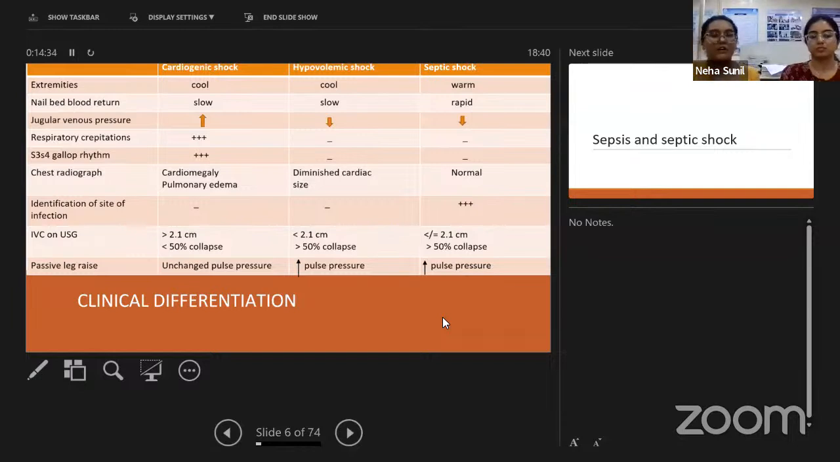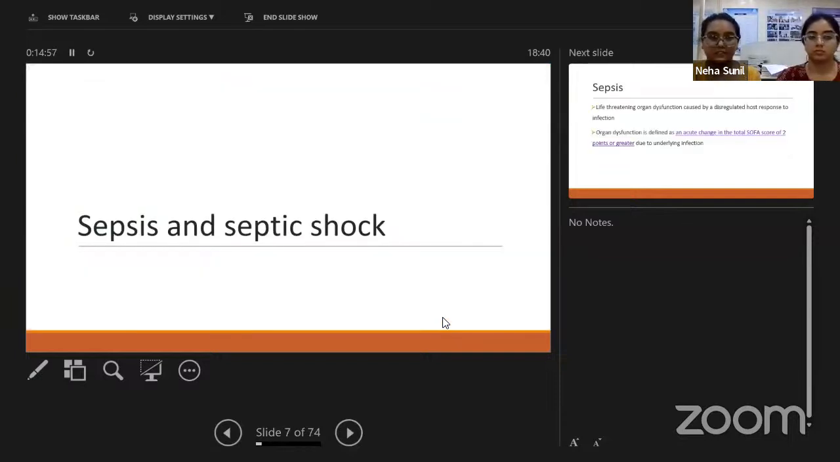The hypovolemic and distributive kinds of shock respond to fluid administration, as we can see on USG with IVC diameters of less than 2.1 and increased collapsibility of more than 50%. And even on passive leg raise, there will be a response in hypovolemic shock and distributive kind of shock. But in cardiogenic shock, you won't be seeing this response.